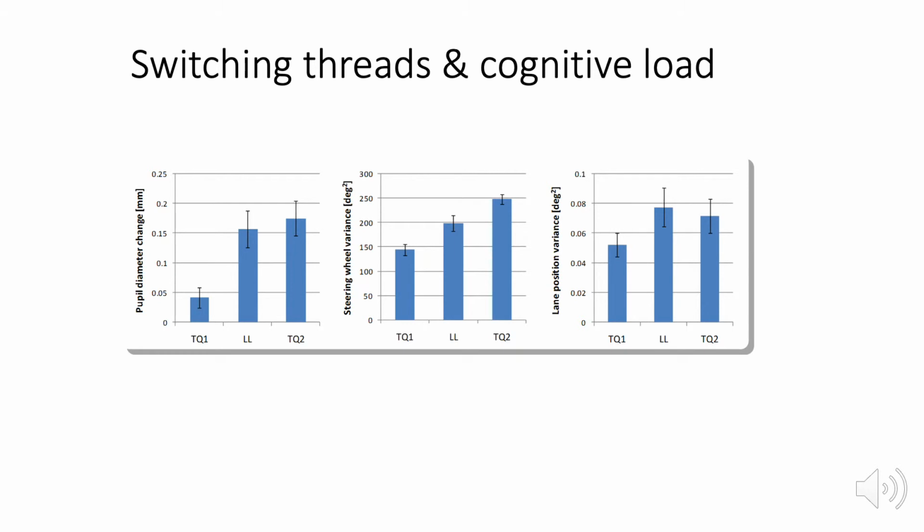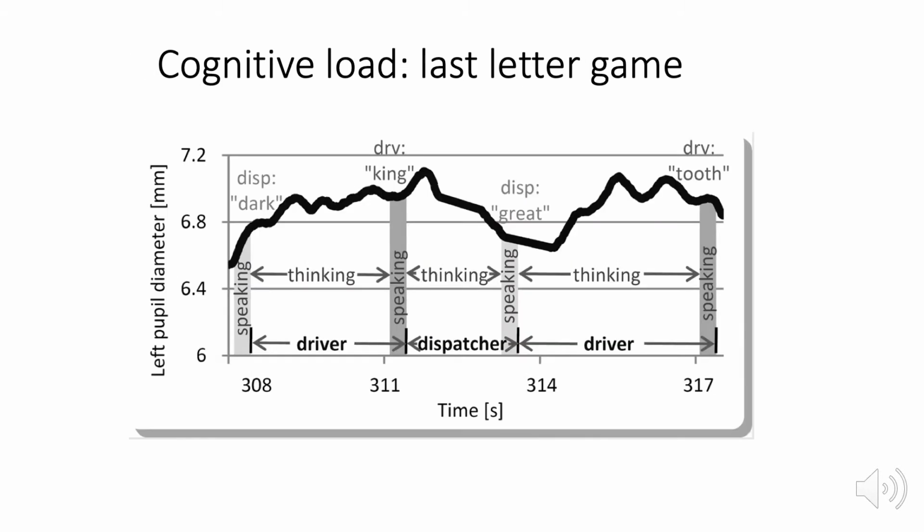But we also noticed something else in the last letter game. This is the figure that shows you that pupil diameter changes really quickly, and it can be used to assess the momentary cognitive load, not just this average cognitive load over some tens of seconds. So, left pupil diameter for one particular driver, just as an example, look at how it changes between 308 and 311 seconds when that driver is thinking in response to the dispatcher saying dark, right? It goes up, pupil diameter rises, and then the driver says king, with K the last letter of dark, right?